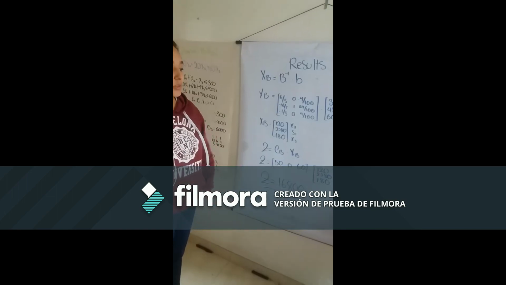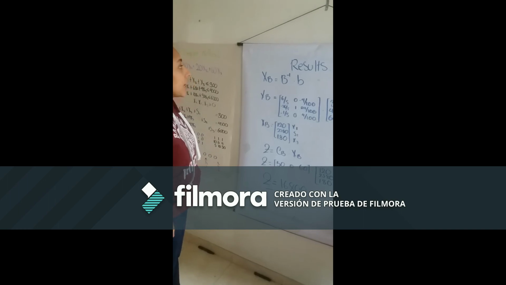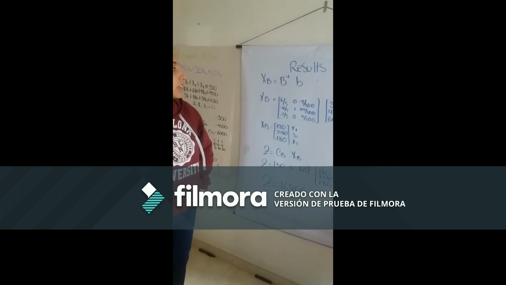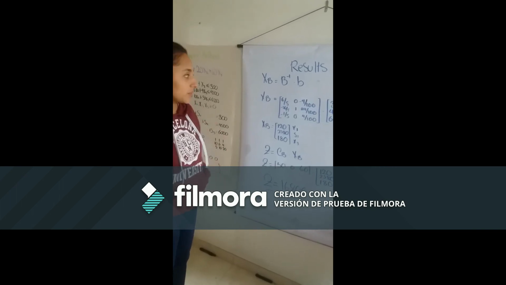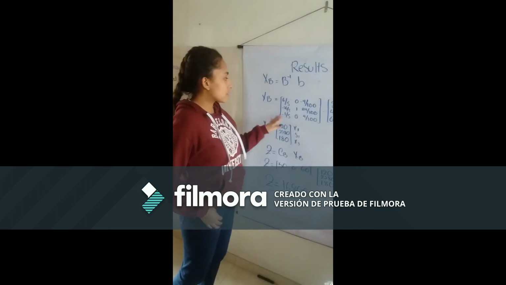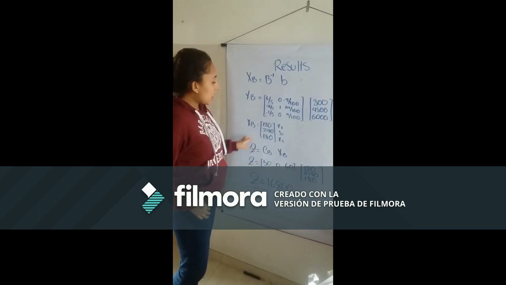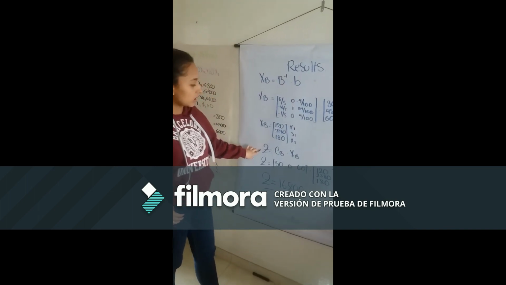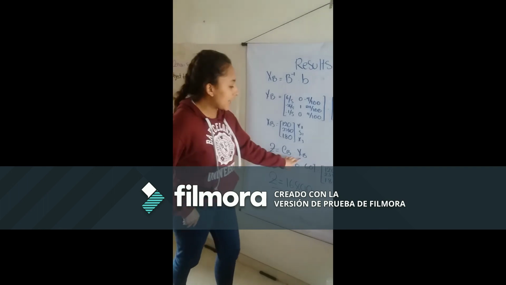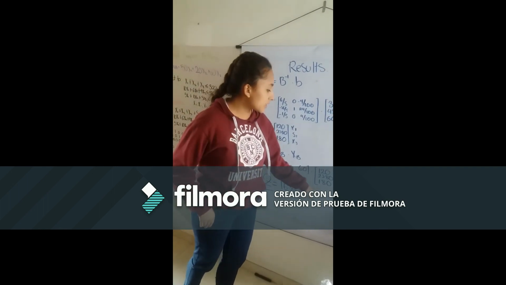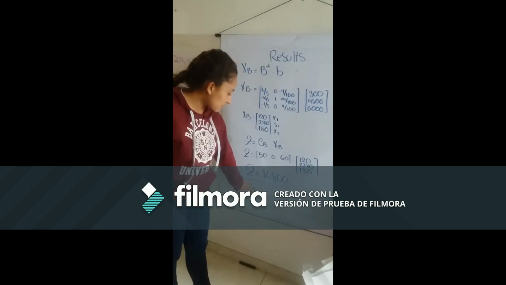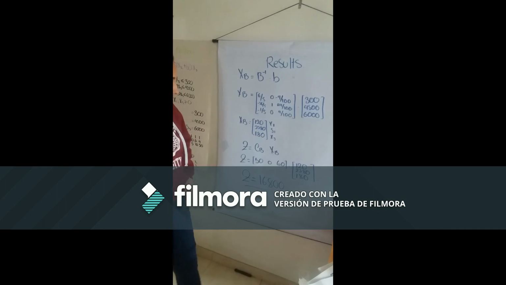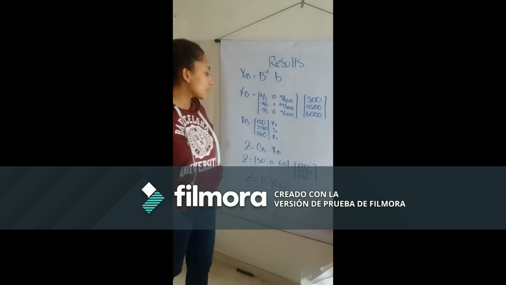Final step to know the result of the exercise, we have to solve this equation: xB equals B inverse by b. We resolve these two matrices, and with the result we resolve Z equals CB by xB. When we resolve this matrix, we have the result, and the result of the exercise is 16,800.